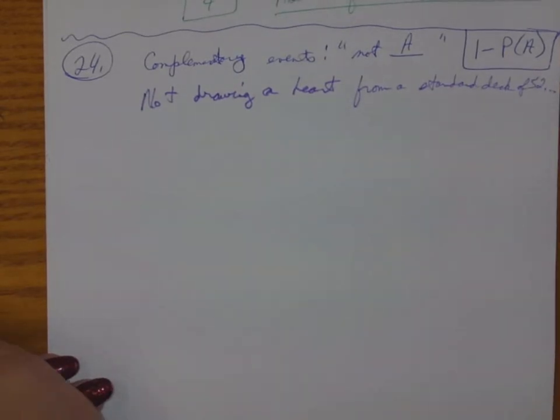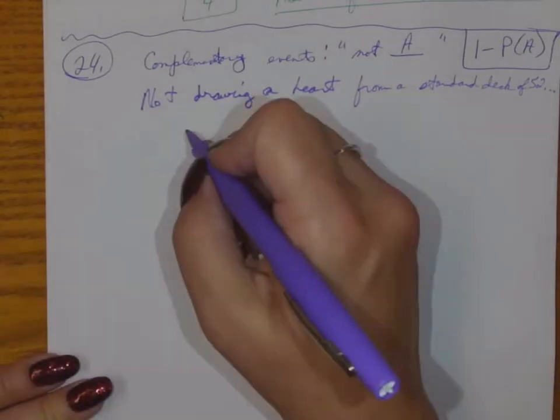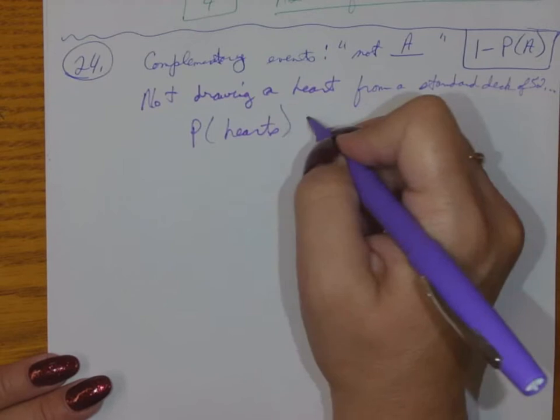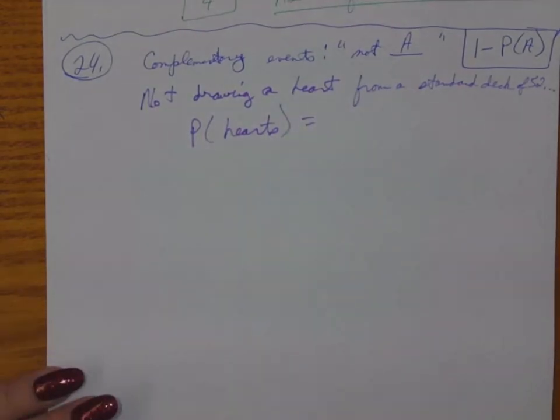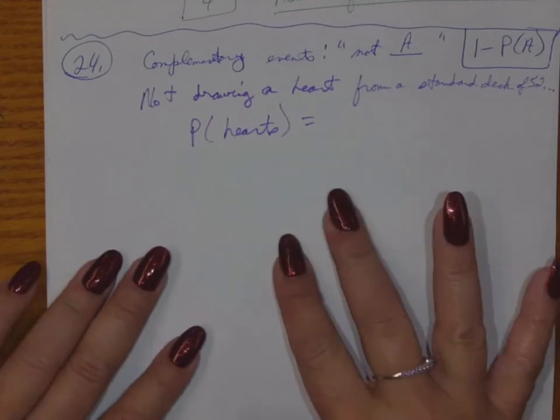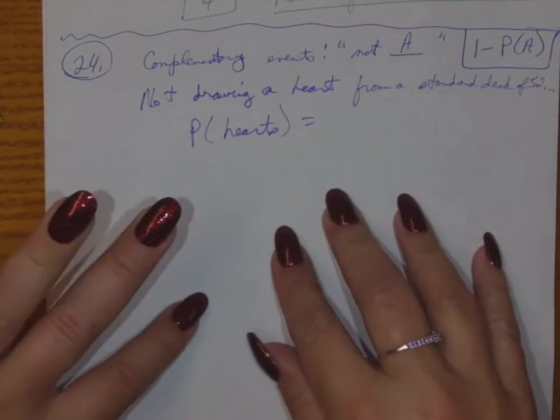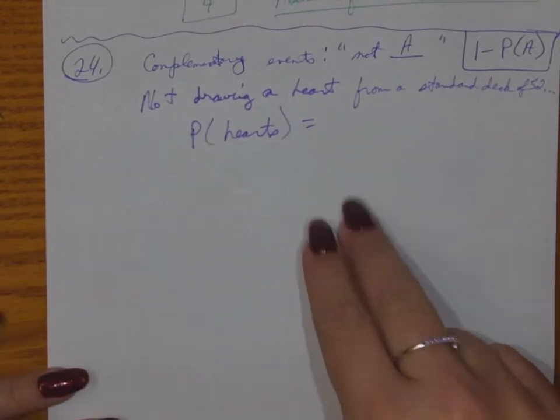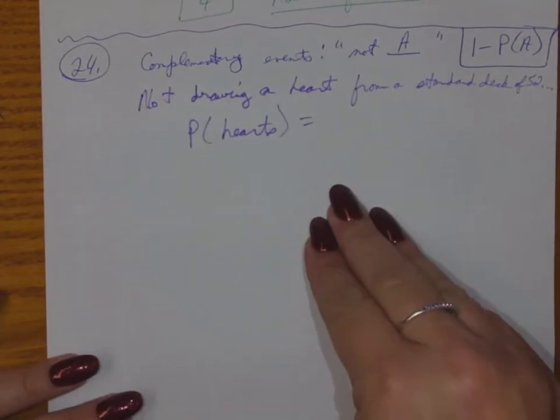Okay, so not drawing a heart from a standard deck of 52 playing cards. Well, first we have to find the probability of drawing a heart. Probability of getting hearts is what? Remind me, what kinds of hearts can you have? You can have an ace, 2, 3, 4, 5, 6, 7, 8, 9, 10, jack, queen, king, right?